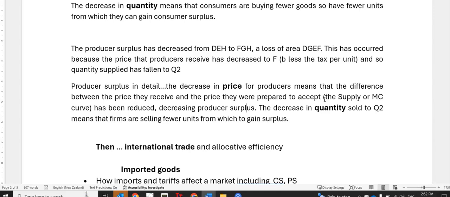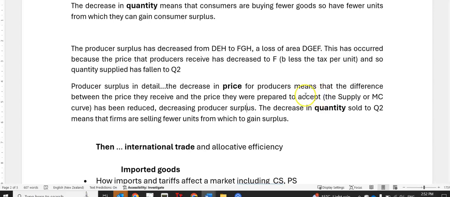Obviously, it's the reverse if price went up for producers. Quantity went down in this case, so they're selling fewer units, and so they've got fewer units to gain surplus from. Okay, you've just got to use that formula, and that'll get you from achieved to merit most of the time.